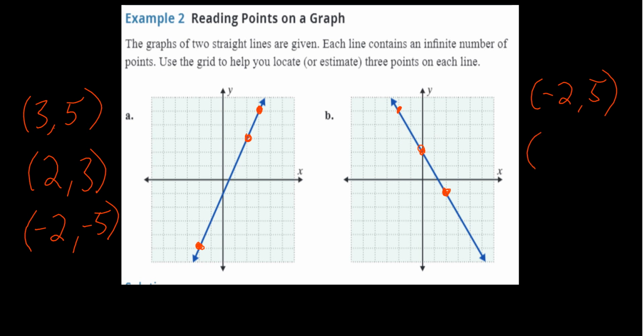All right, this point right here is on the y-axis, right? So I'm not going left or right at all, so it's 0, and then I'm going up 2. And then this point looks like I'm going right 2 units, and then down 1 unit, so that's going to be a negative 1. Right? So we just read some points on a graph there.